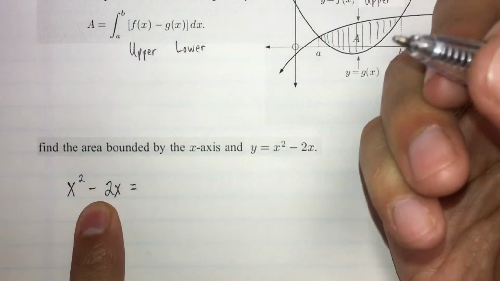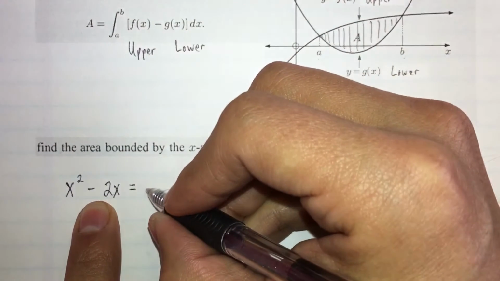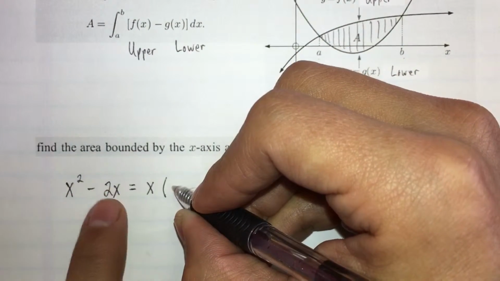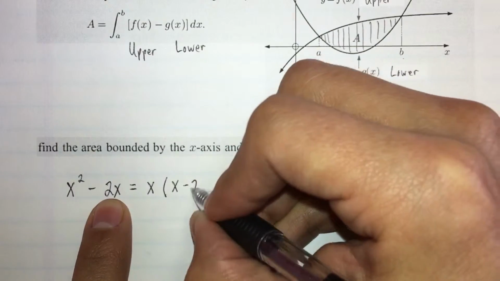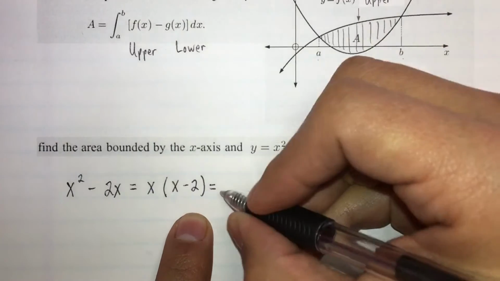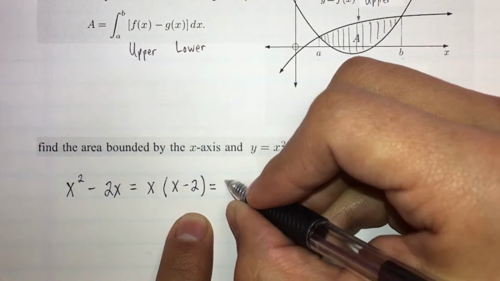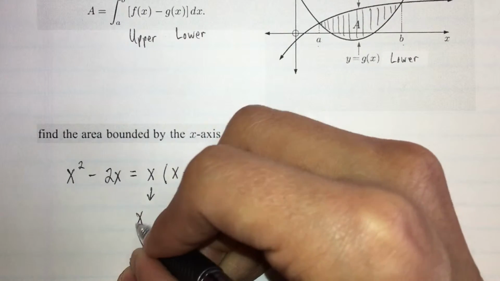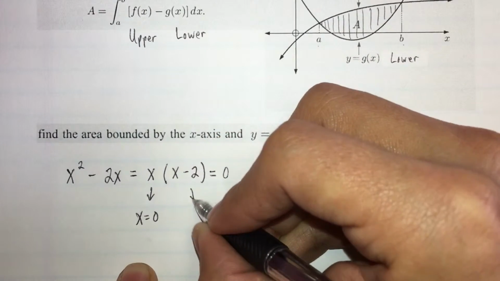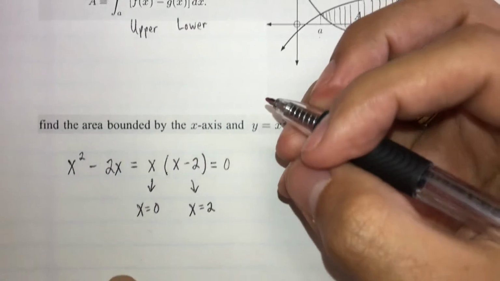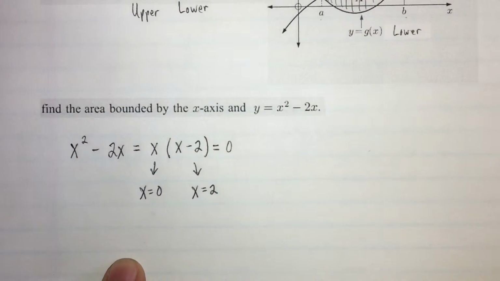So to solve, back from Algebra 2, we're going to factor an x out. So it's x times x minus 2. And we're trying to find when is this equal to the x-axis. So in other words, when is this function equal to 0? Well, that's going to happen when x equals 0 or when x equals 2. These are our bounds of integration.